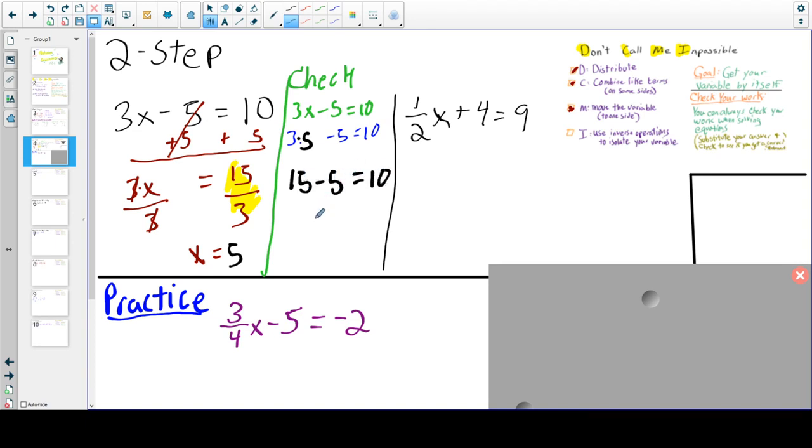15 minus 5 is 10. Does 10 equal 10? Yes. So I know I'm done. All right, let's do another one.